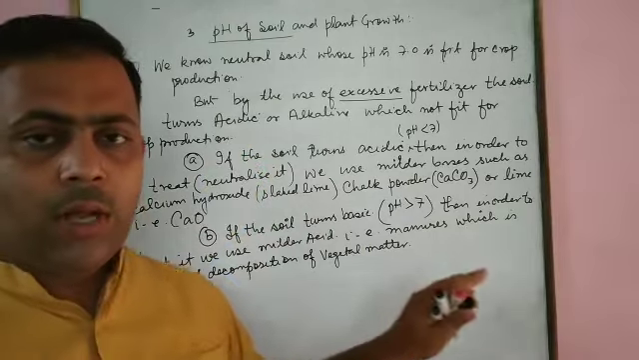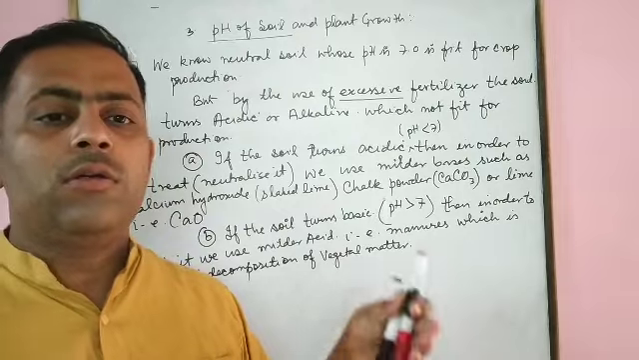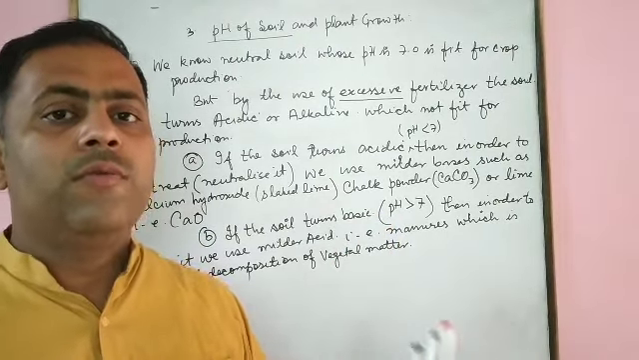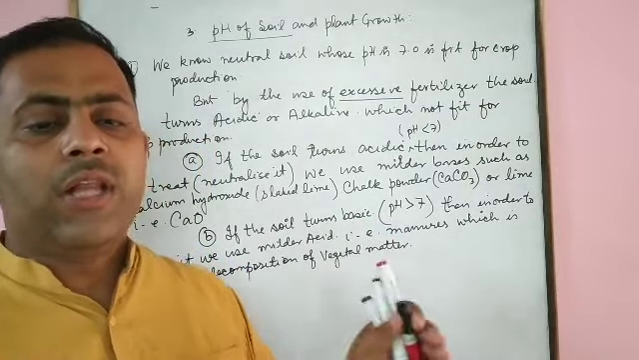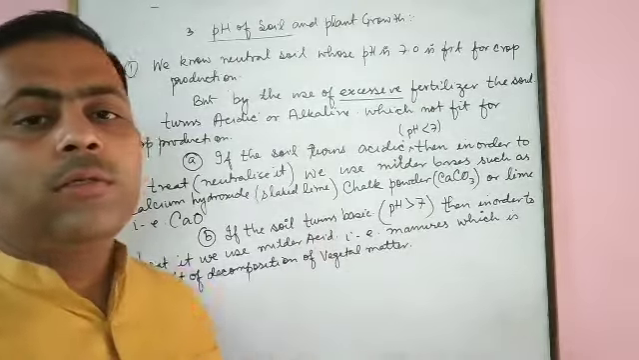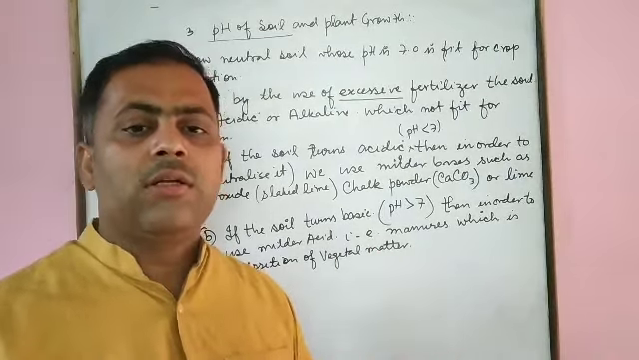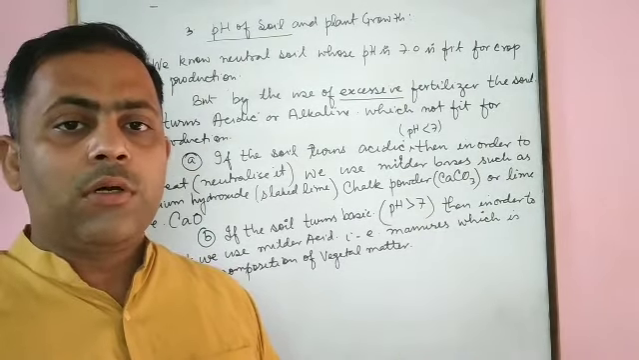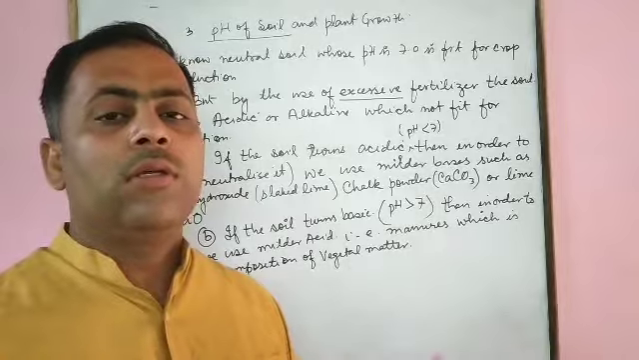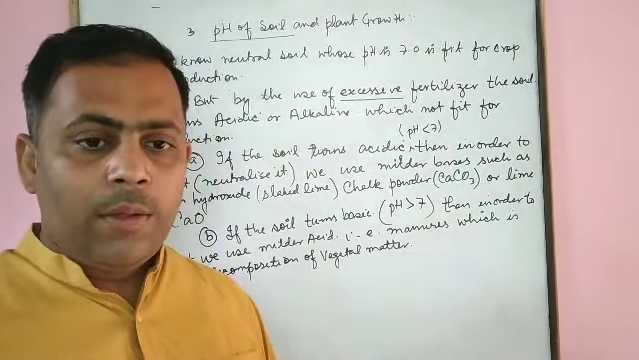It means if the soil turns acidic, then in order to neutralize it, in order to bring its pH to 7, we use chalk powder, we use quicklime, we use slaked lime. If the soil turns basic, then in order to neutralize it, we use organic manures. Organic manures, because the nature of organic manure is acidic. That's why it brings the pH of alkaline soil to 7.